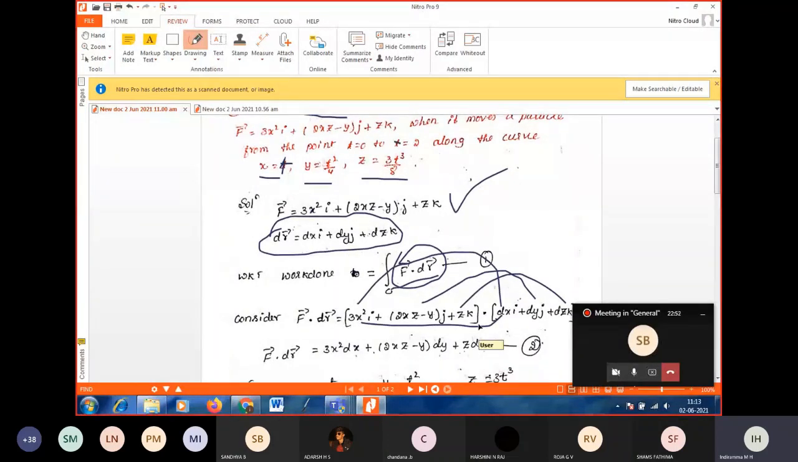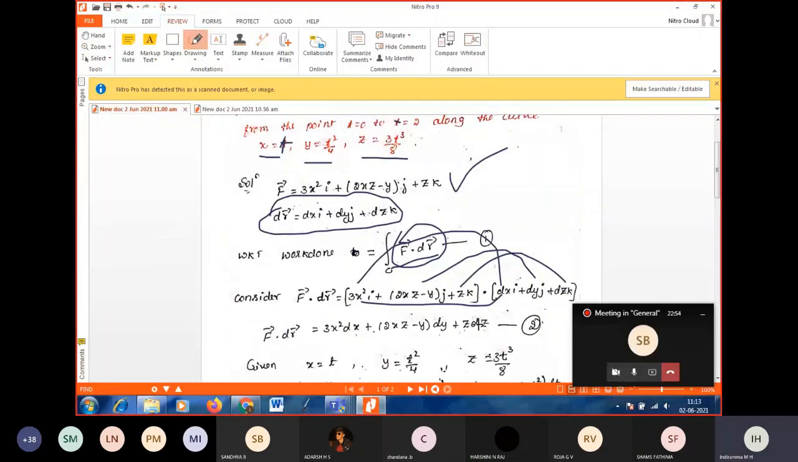Next we have to find the integral over OC of vector F dot dr. For that they have given the equation of the curve: x equal to t, y equal to t square by 4 and z equal to 3t cube by 8. Substitute the x, y, z values, and along with x, y, z we have to substitute for dx, dy and dz. First substitute and simplify F dot dr, then go for the integration.